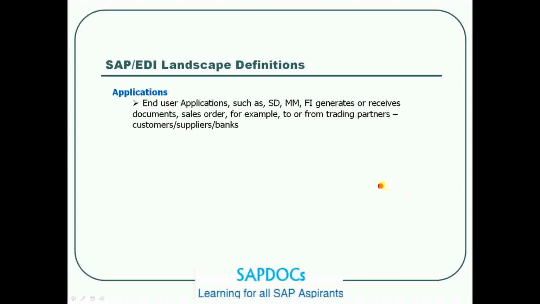Applications, as I said, are end user applications such as sales and distribution, materials management, and financial accounting. These applications generate or receive documents such as a sales order or a payment advice to or from the trading partners. And the trading partner, as we know, could be customers, suppliers, or banks.